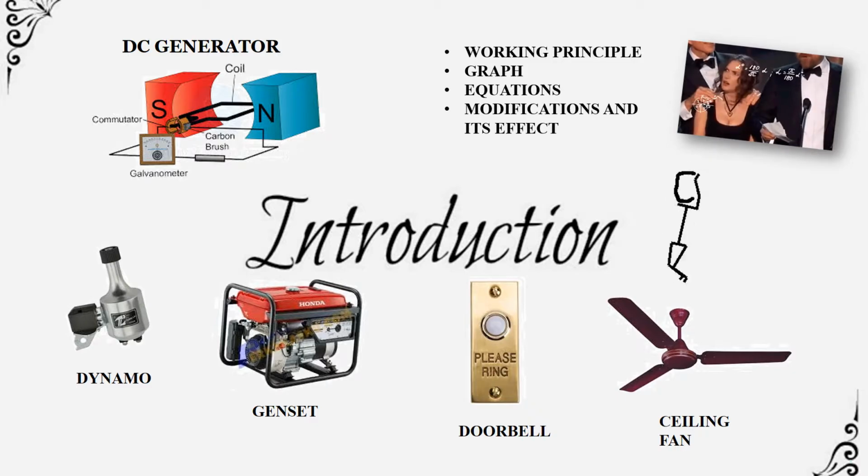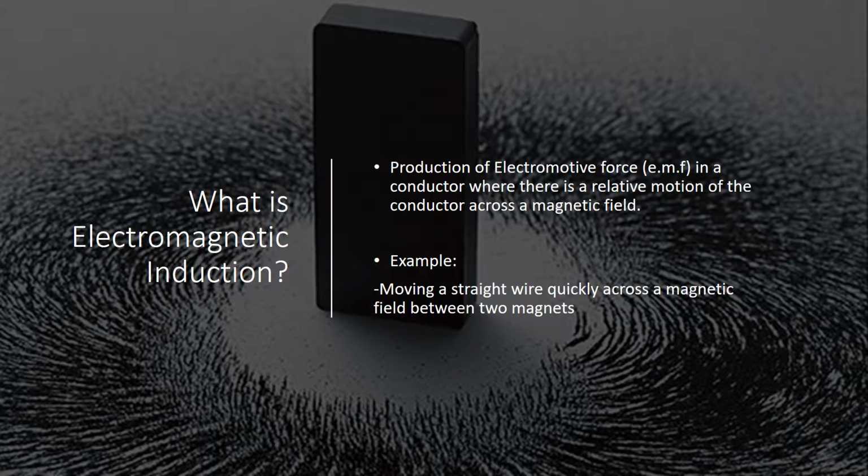Firstly, before we get into DC generators, we need to know what is electromagnetic induction. It can be defined as the production of electromotive force in a conductor where there is relative motion of the conductor across a magnetic field. And a simple example is moving a straight wire quickly across a magnetic field between two magnets.